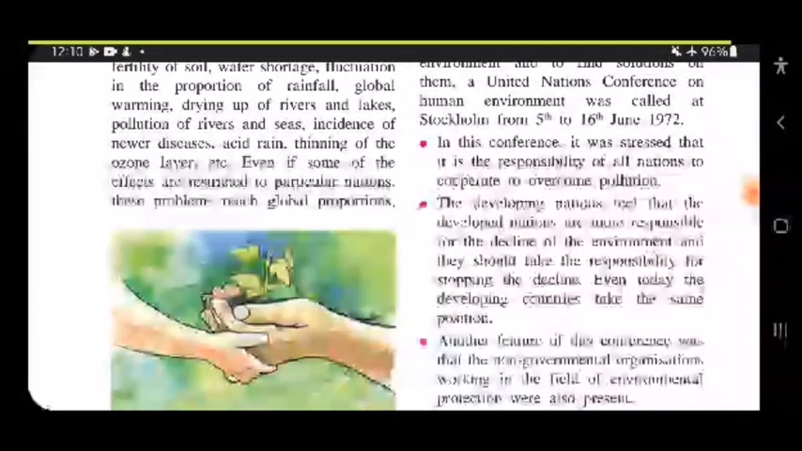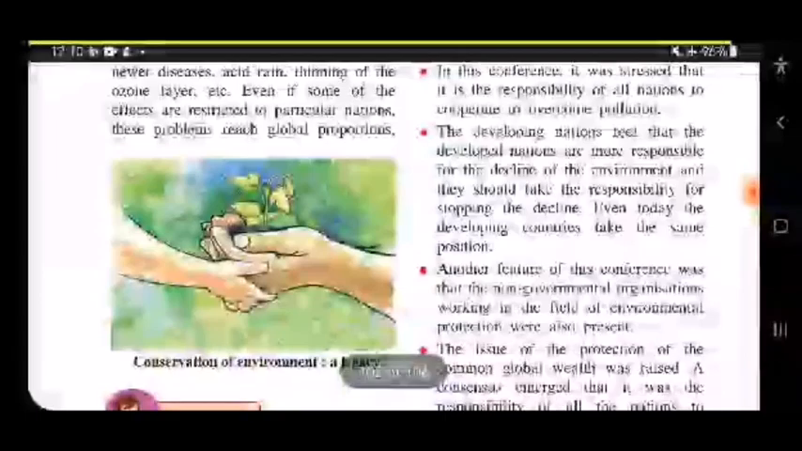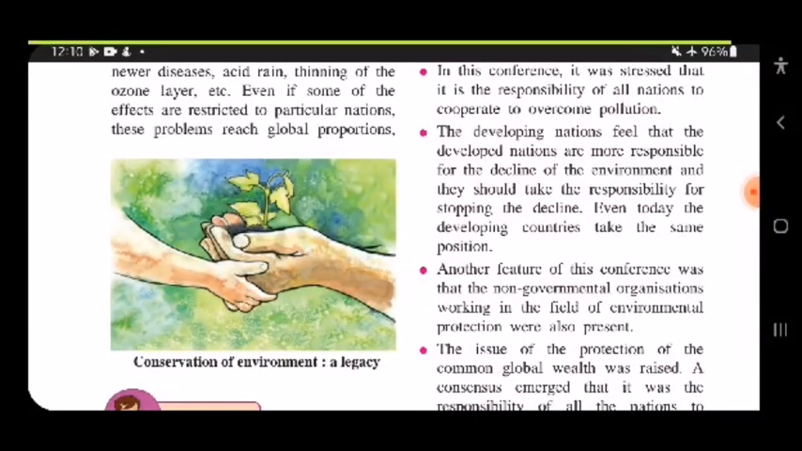In this conference, it was stressed that it is the responsibility of all nations to cooperate to overcome pollution. So, we should stop polluting rivers, that is, water pollution. Then stop noise pollution and air pollution. All of these are different pollutions which we are facing. The developing nations feel that the developed nations are more responsible for the decline of the environment and they should take the responsibility for stopping the decline. Even today, the developing countries take the same position.